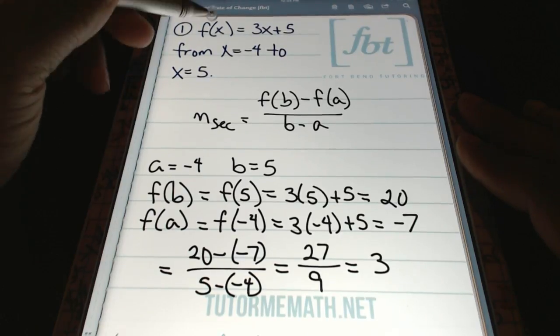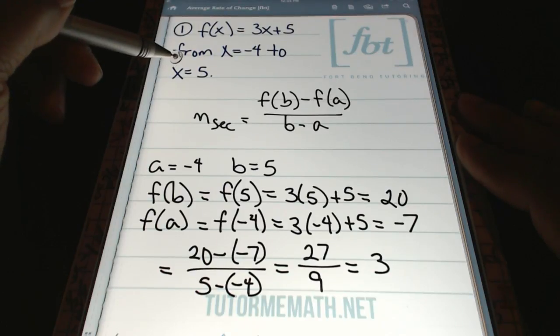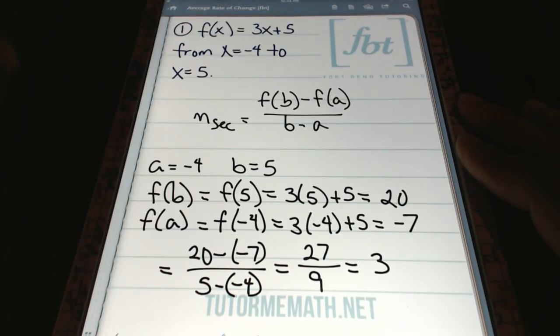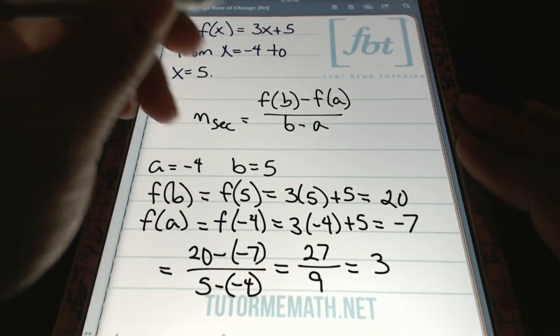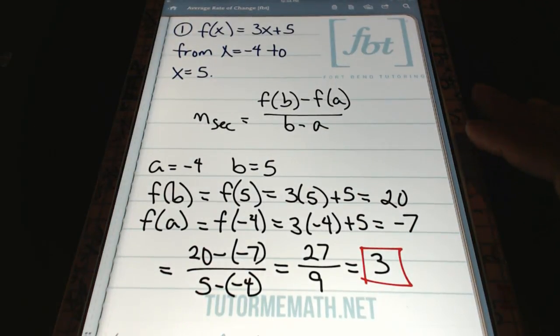That from the x value of negative 4 to the x value of 5, we had a slope of 3 between those 2 points, and that's what you're finding. And we, of course, will be red boxing this. Amen, amen. And that's finding the average rate of change. Of course, in this case, we were dealing with a linear function. We were just dealing with a line.